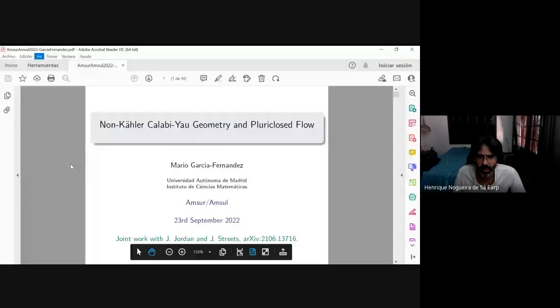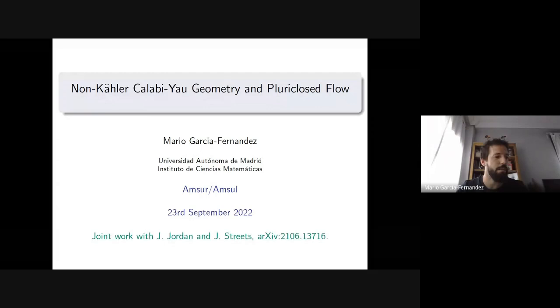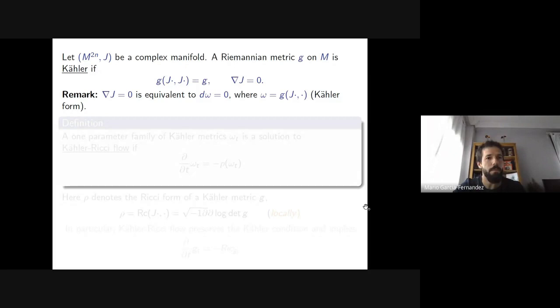Anyway, what I'm going to talk about is some joint work with Josh Jordan and Jeff Streets, which appeared on the arXiv around one year ago from now. It's about the non-Kähler Calabi-Yau geometry and the pluriclosed flow. So let me start with some motivation, talking about the Kähler-Ricci flow.